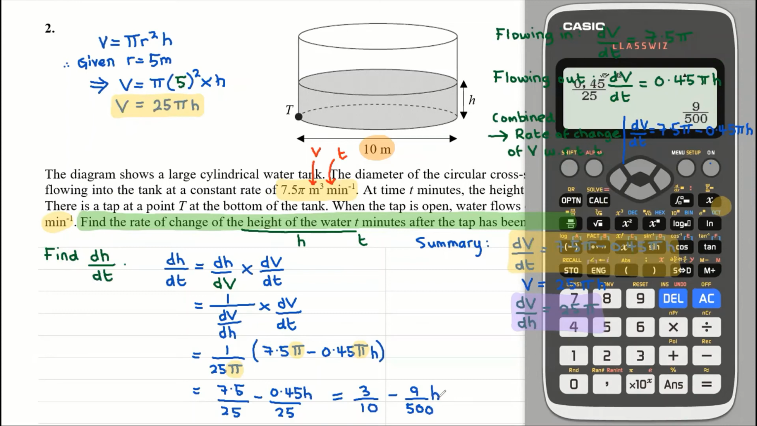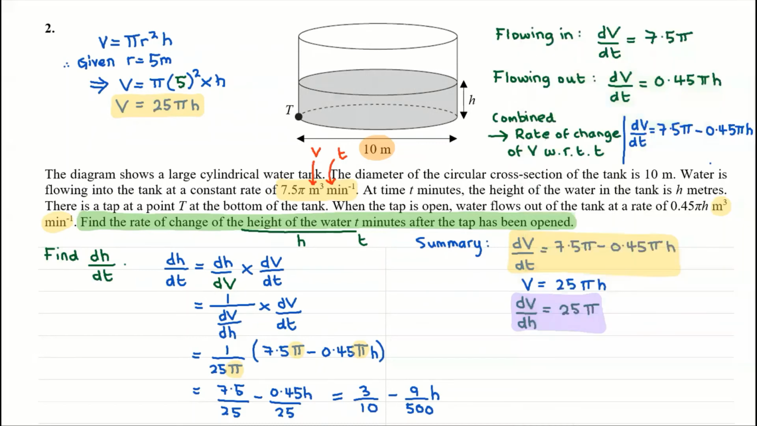Now, obviously, you could factor out various things with this. I could take out the 3/10, for example, from this. So let's have a look at that. That's 0.3, in other words. So 1 minus 3 over 50 h. Okay, and then you could write that as decimals. It's completely up to you. Anyway, so that's basically it.